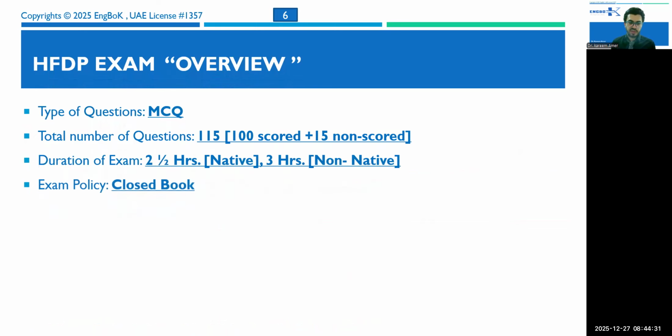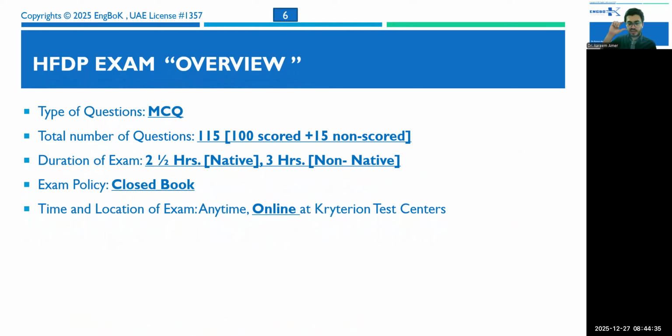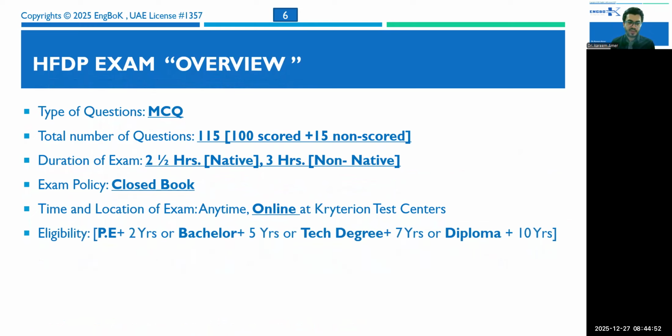Exam overview: it's multiple choice questions, MCQ, 115 questions, 100 scored and 15 unscored. Duration of the exam is 2.5 hours for native English speakers and 3 hours for non-native speakers, but you have to claim it during your application for the exam. Exam policy is closed book, not allowed to bring any reference or book into the exam, just a calculator and psychrometric chart if required.